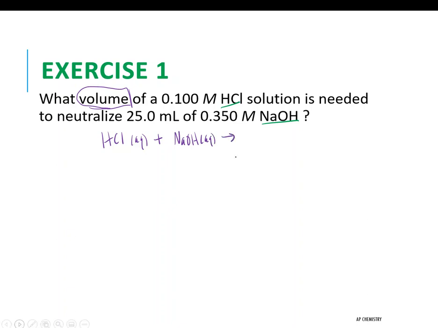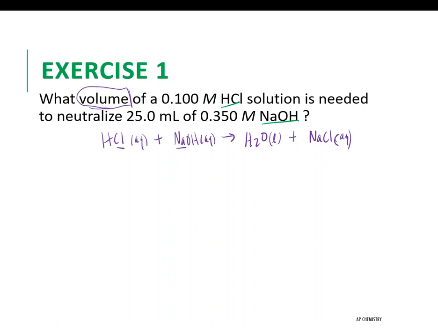When I look at the products here, what's one of my products going to be? It's always one of the products of a neutralization reaction. Water, good. So water is going to be one of my products, and that's a liquid. And then the other one, of course, is the spectators that don't participate in the reaction, which is going to be the sodium chloride. And of course, they're soluble, so it would stay AQ in solution.